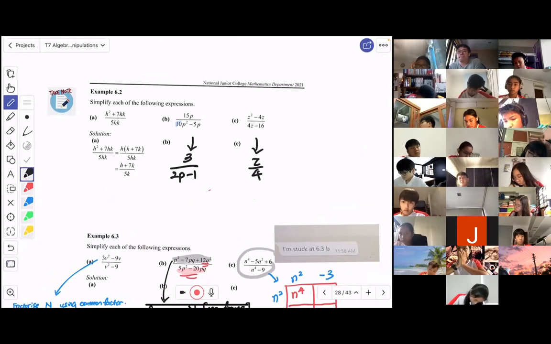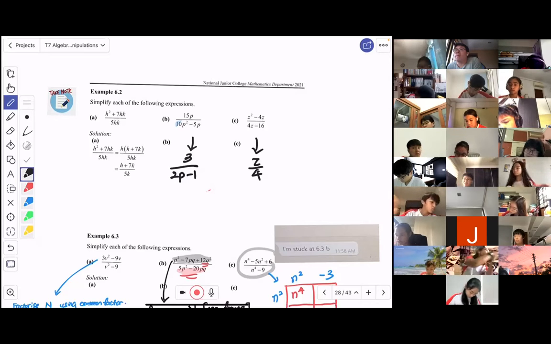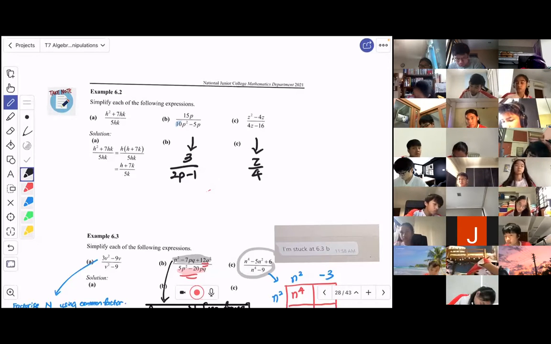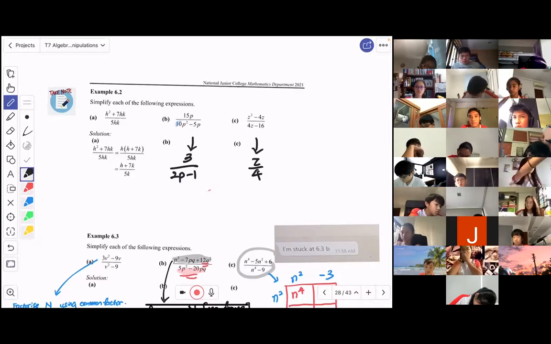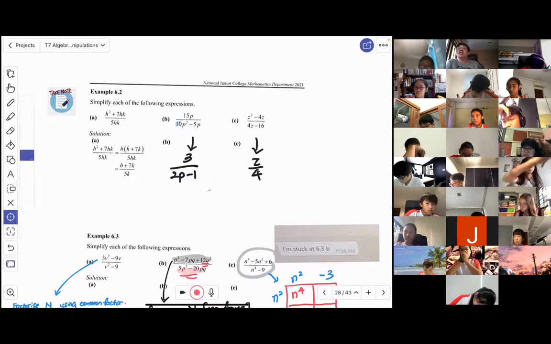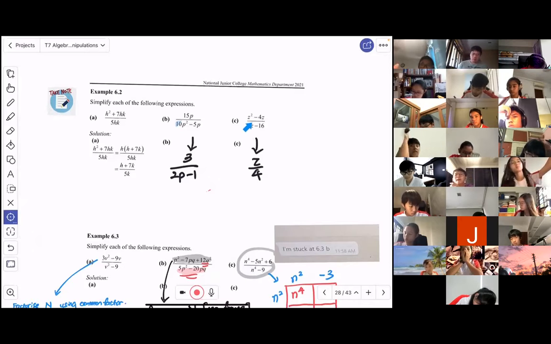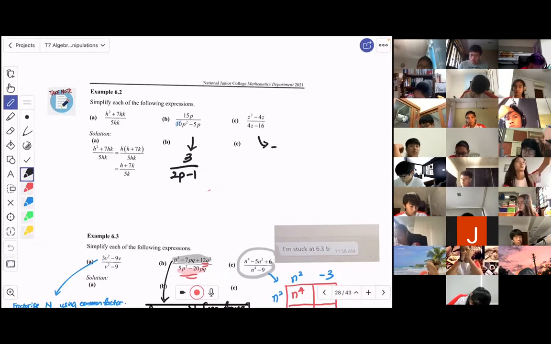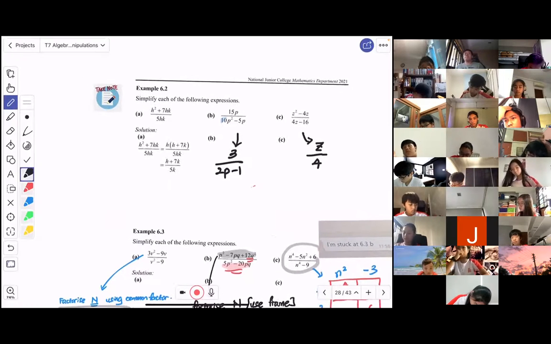For 6.2c, right, it's like in exam we don't simplify it to half, right? Is it okay? We won't get penalized, right? No, it's z on top. The variable is z, not half. Okay, sorry, maybe I write it. Okay, I write my z this way. Z over 4.